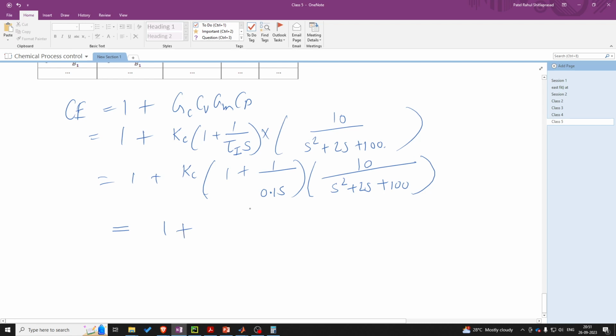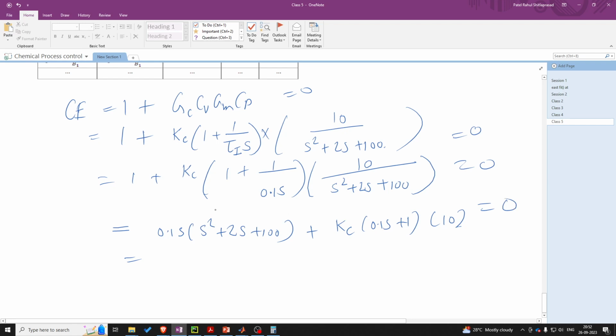So simplifying this, we just need to find the roots of this equation. So basically we can neglect the denominator once we have simplified this. So it will become 0.1 S into S square plus 2S plus 100 plus Kc into 0.1 S plus 1 into 10. All these things should be equal to 0 for the characteristic equation to be true.